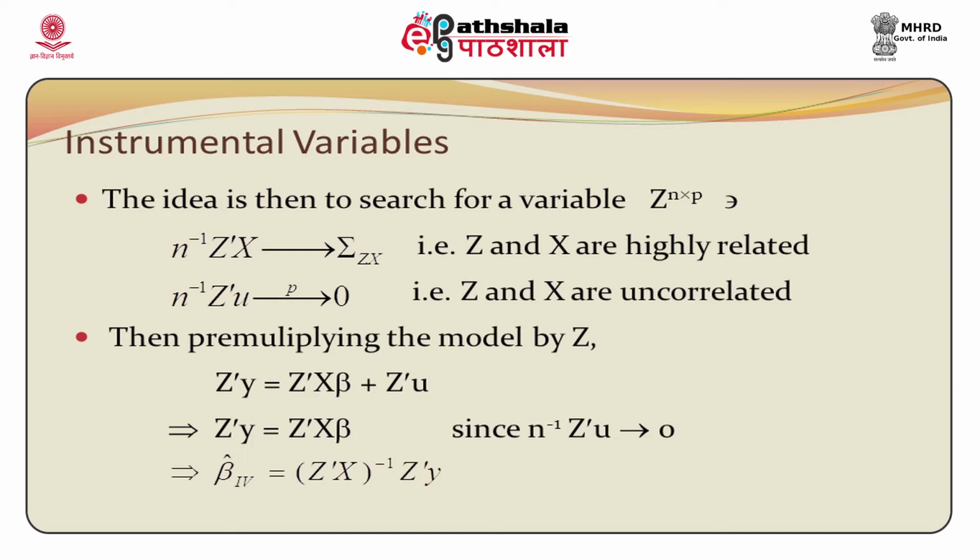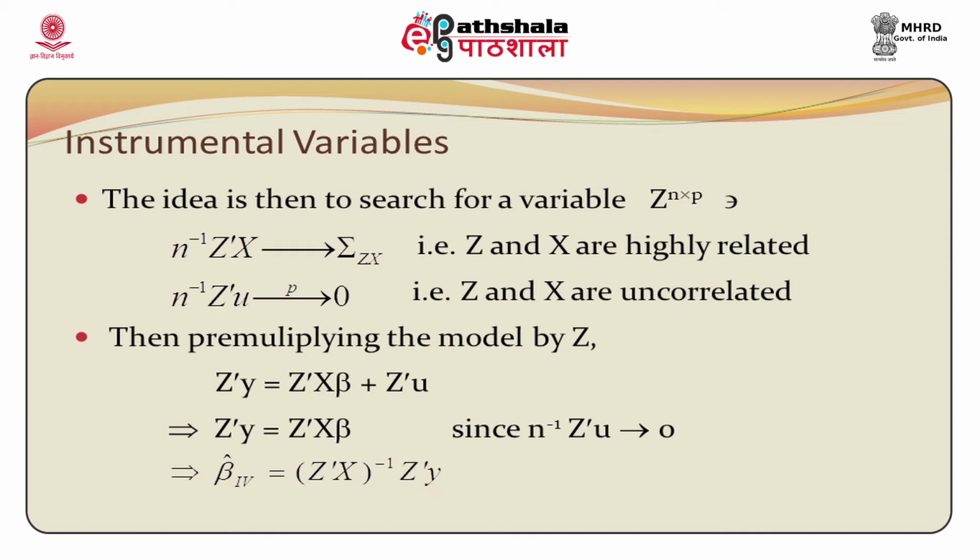So, if we do that, then let us go back and look at the normal equations. How do you get the normal equations? We have y equal to X beta, that is the model, plus u. Pre-multiply the whole thing, instead of X, by Z. So, we have Z'y equal to Z'X beta plus Z'u. And if you divide through by n, the last term would be (1/n) Z'u, which would be going to 0. So, if we ignore the last term and cancel out the n from the remaining two terms, we have Z'y equal to Z'X beta.